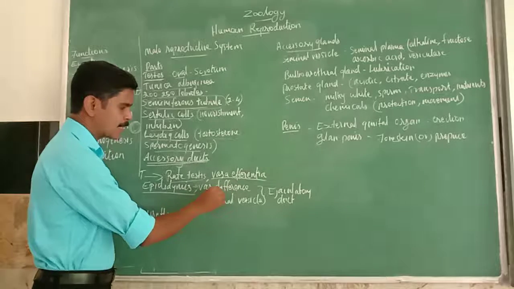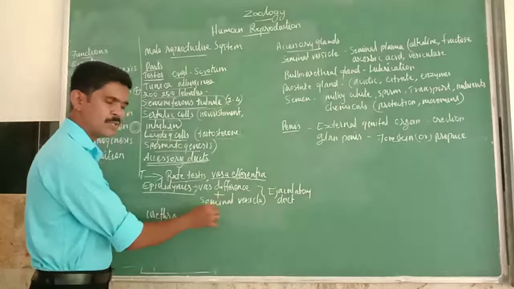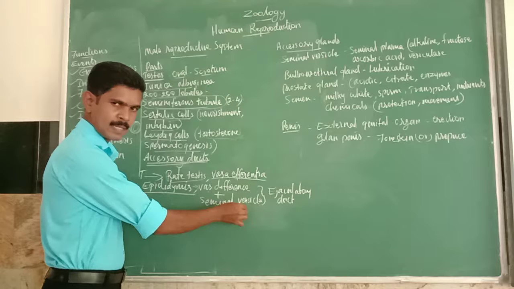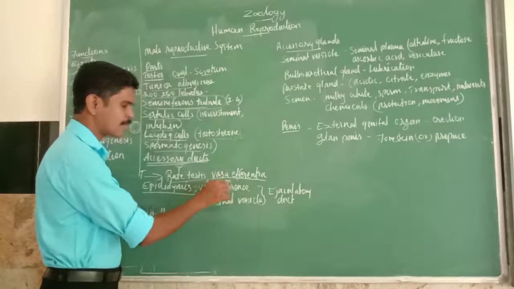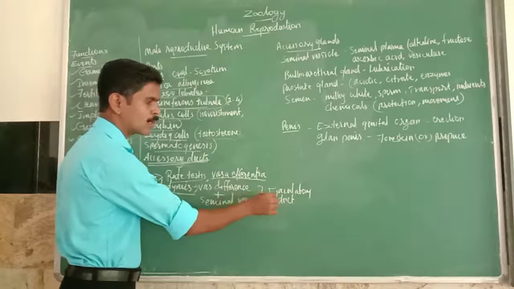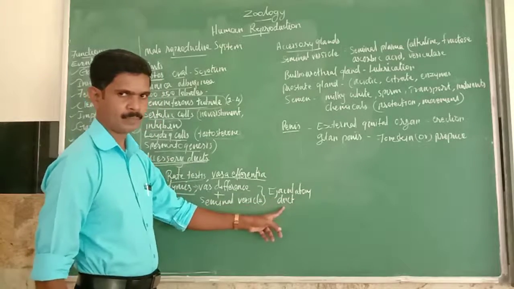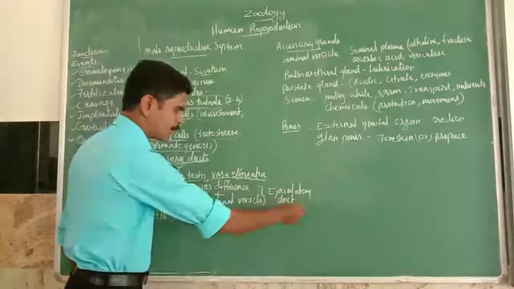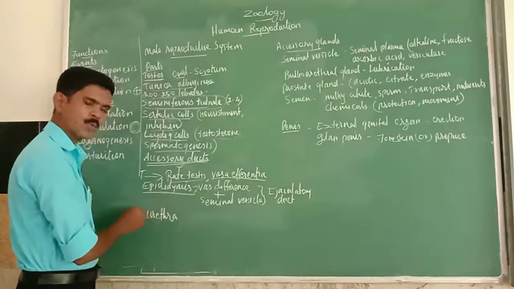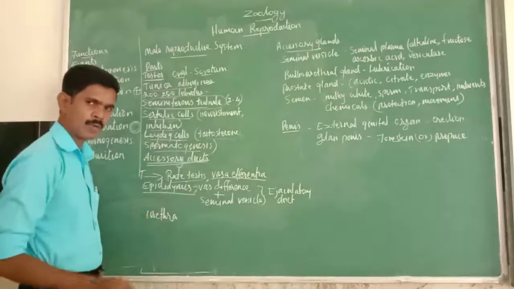This vas deferens is connected with another tube, called the seminal vesicle. So this vas deferens and the seminal vesicle together form a common ejaculatory duct. This common ejaculatory duct passes through the urethra and comes outside.